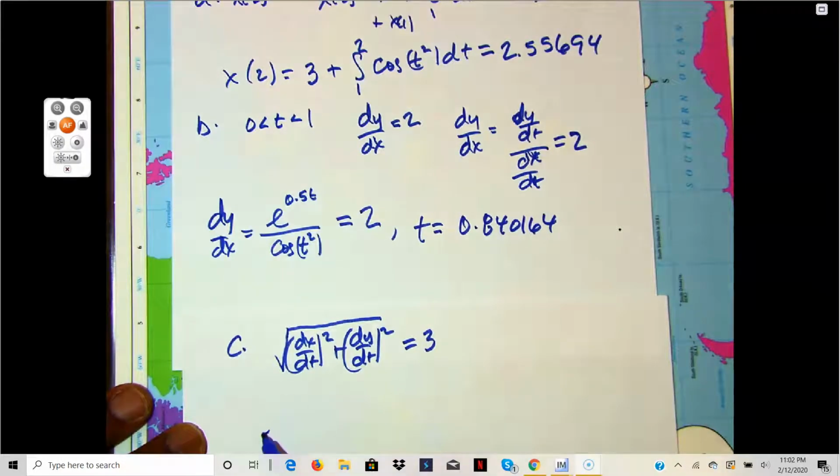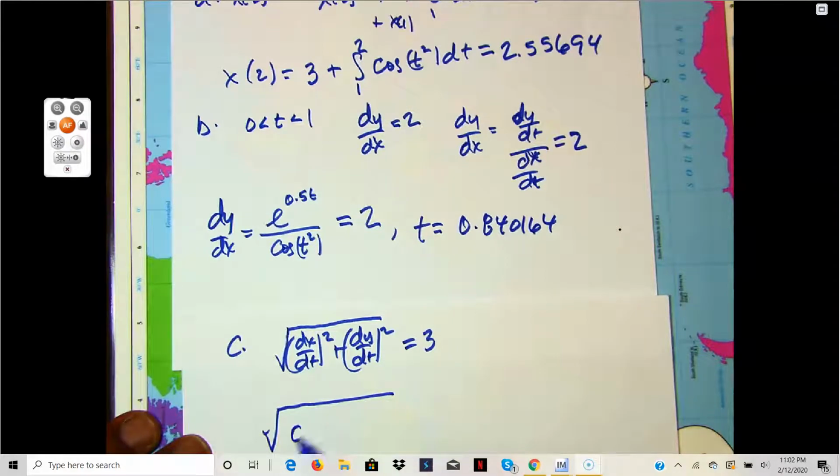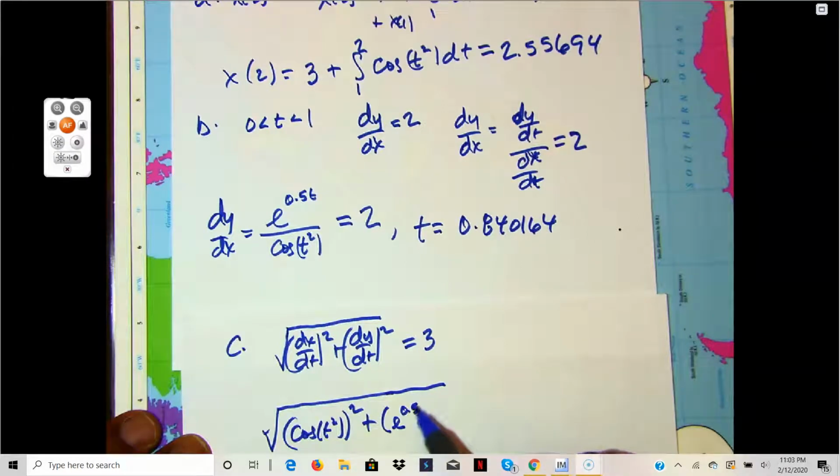So our speed is going to be the square root. dx/dt is cosine of t squared. We're going to square that. So dx/dt squared plus dy/dt is e to the 0.5t. And we're going to square that. And then we're going to set that equal to 3.